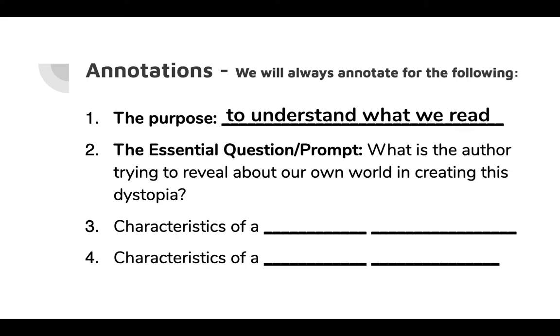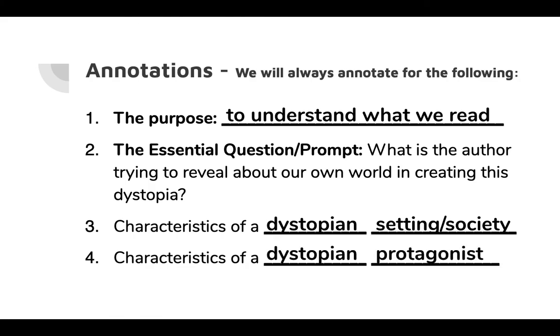So what flaw of society or humanity is this author trying to illuminate by creating this exaggerated worst case scenario setting in society? And of course, we'll annotate for the characteristics of dystopian settings and societies and the characteristics of dystopian protagonists. When you read a passage that highlights a particular characteristic, you would note the specific characteristic. So if a person's independent thought is being restricted, you read a passage and that's what you think, that's what you would write in the margin, independent thought, or some shorthand, some quick, brief way of noting which characteristic you were thinking of when you encountered that section of text.